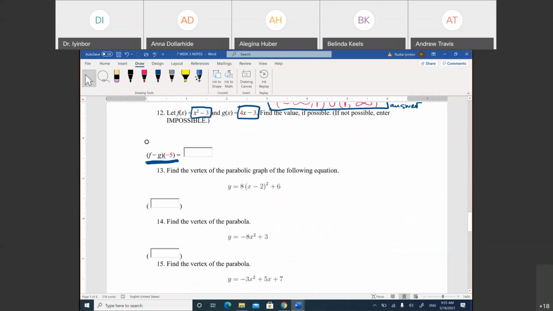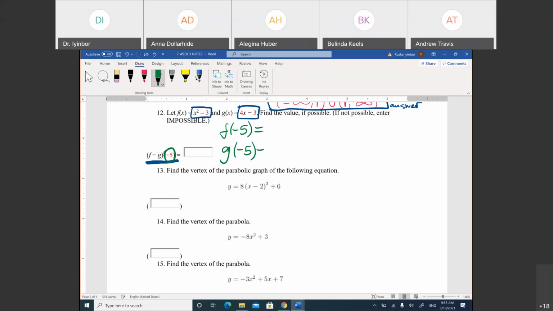Okay, so let's do number 12. In number 12, we have f minus g of negative 5. So what are you doing here, plugging in a number or copying and pasting? Pretty much, you copy and paste if you have it in text. Here you're filling in a number. So you're going to put negative 5 in f, negative 5 in g. So that's what you're doing. So you have f of negative 5 and g of negative 5.